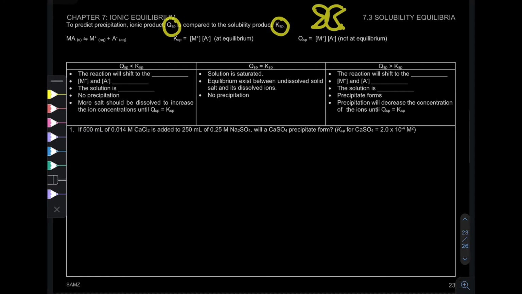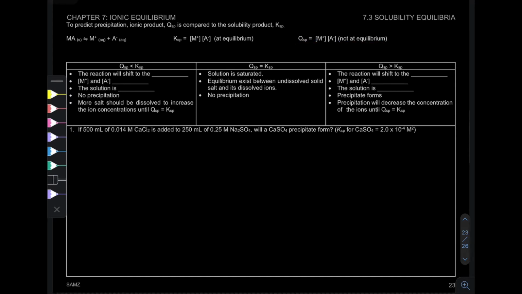The same goes for Q, but it is more specific, because this one is specific to whether precipitate forms or not. So that is why it is said to predict precipitation. Again, K must be specifically in equilibrium, while Q is not necessarily at equilibrium. It could be at any point.